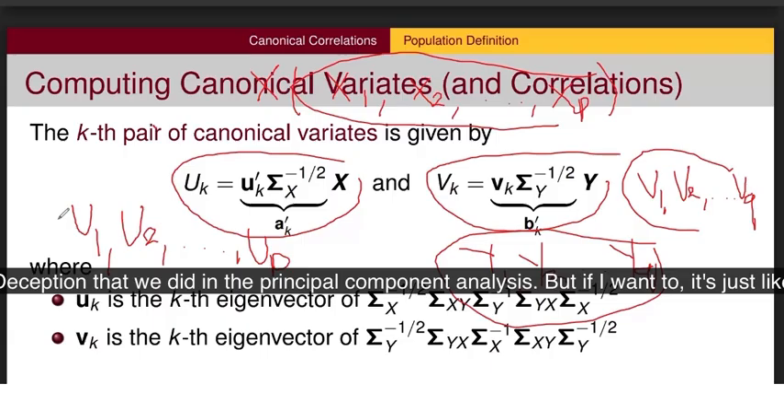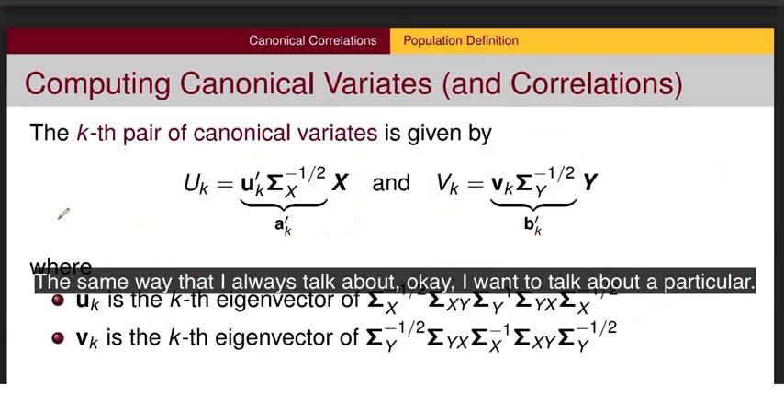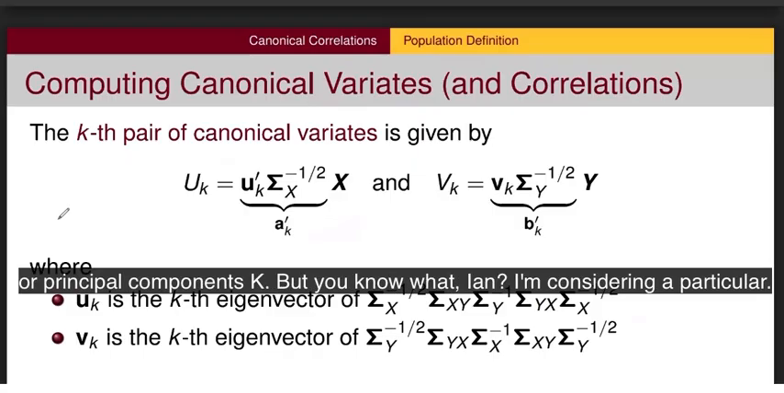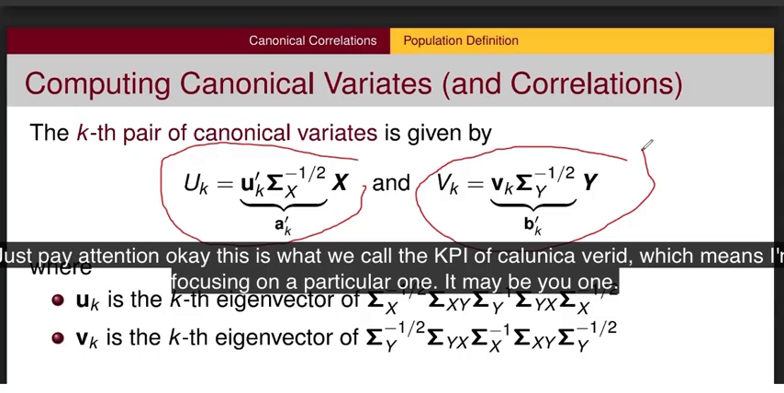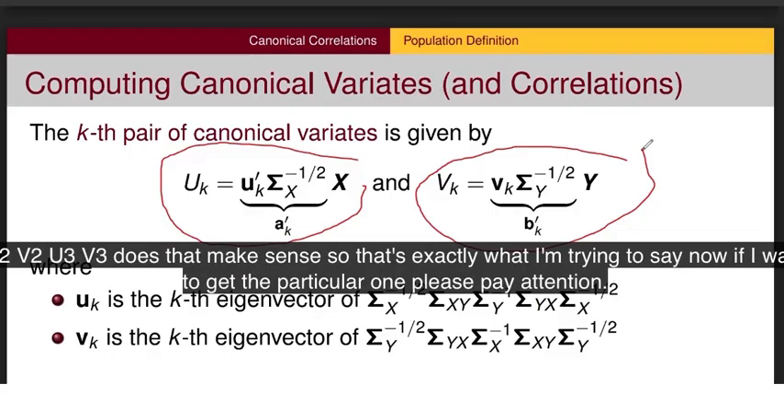It's just like the way I talk about a particular principal component K. Here, I'm considering a particular canonical variate for U and V, this guy here. Please pay attention. This is what we call the Kth pair of canonical variates, which means I'm focusing on a particular one. It may be U1 V1, U2 V2, U3 V3. Does that make sense? That's exactly what I'm trying to say.